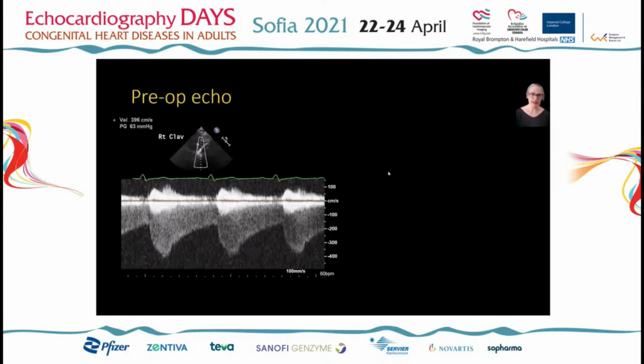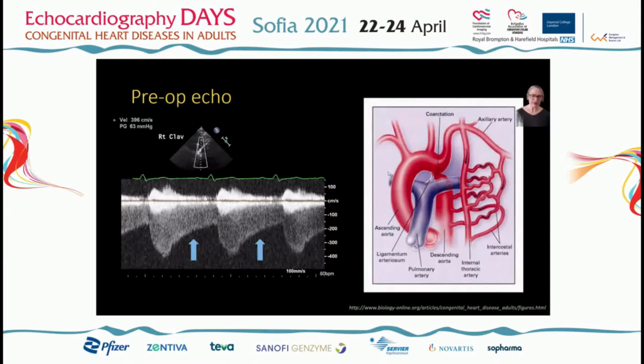This is a classic Doppler signal of what we might see. If we have a significant stenosis, we see this diastolic flow. We do see an increase in the velocity, but the key point here is this diastolic continuation of flow. This is classic for coarctation of the aorta. And the reason for this is twofold, I'd say.